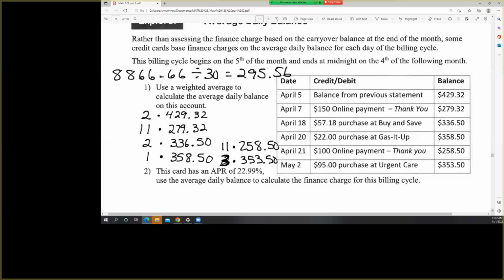So did you guys also come up with what I did? I came up with 295.56. So 2 days, I guess it might have been easier if I just wrote my number of days next to these amounts over here. 2 days for the 429, 11 days, 2 days for this one, 1 day for this one, 11 days. 30. And then divide by 30 after you add it all up, yes. I got 295.